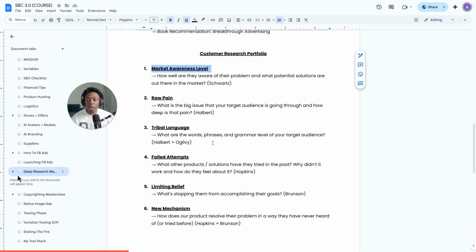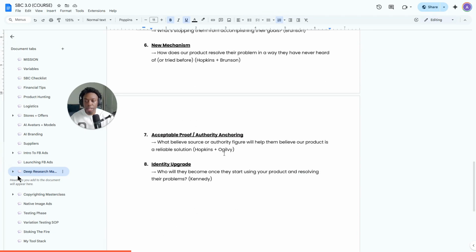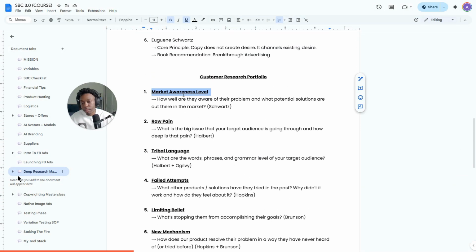But right now, there's 4 deep research prompts that we're going to create that kind of overlap and address all of these 8 pieces of information we need to know before every single product test. So the first one is market awareness level. This comes from Eugene Schwartz. How are they aware of the problem and what potential solutions are out there in the market?